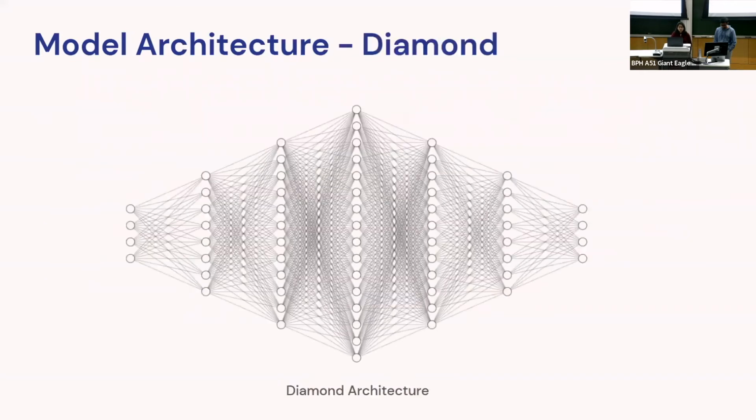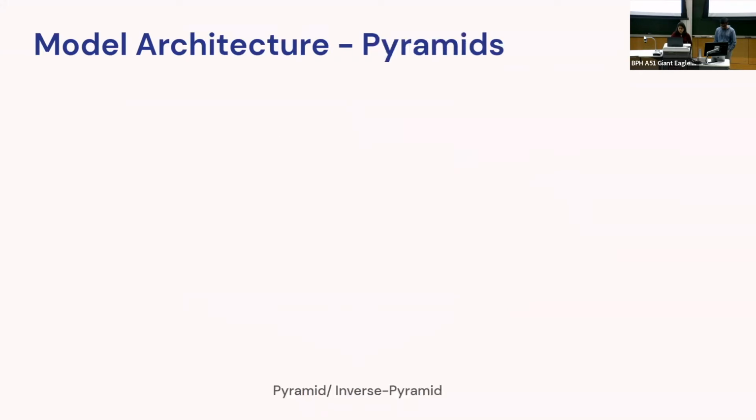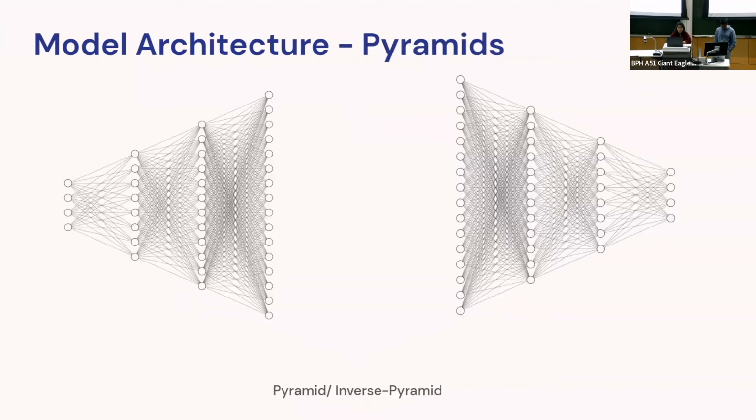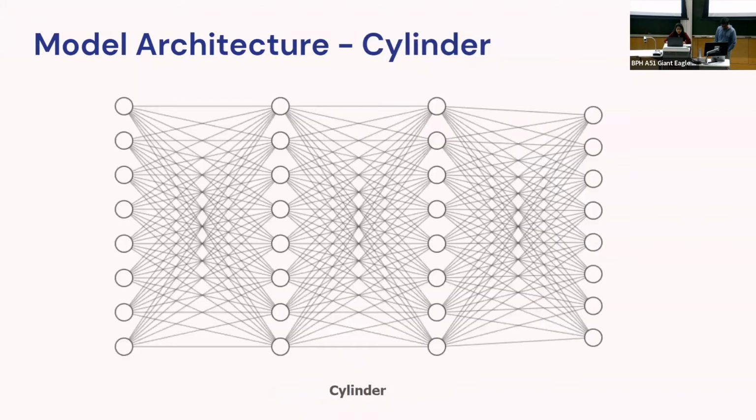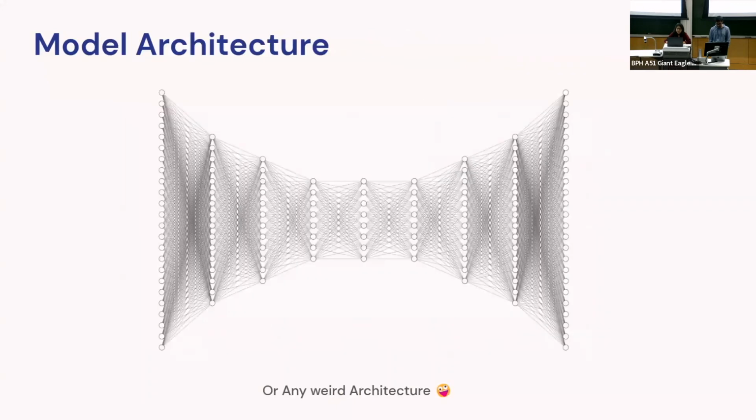Some of the model architectures that are recommended for ablation studies in your homework P2 would be the diamond architecture, where you increase the number of neurons in each layer and then gradually decrease it as you approach the outputs. And then the other one would be pyramid or the inverse pyramid architectures. And then we have a cylinder. Keep the number of neurons the same in all the layers. And then you can have other weird architectures as well, where you can mix and match pyramid with cylinder.